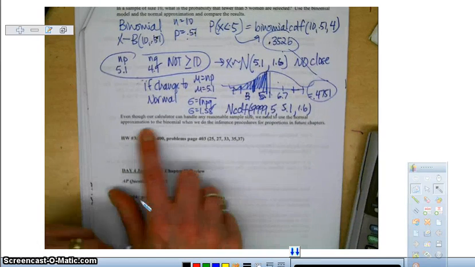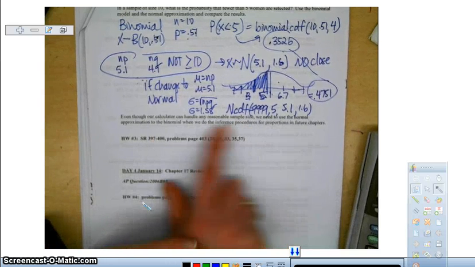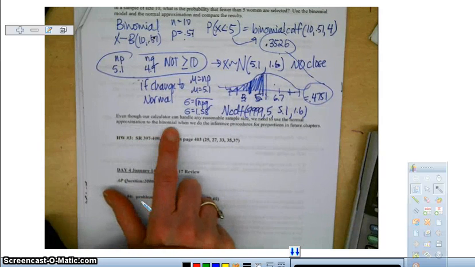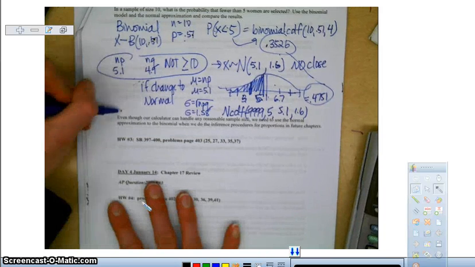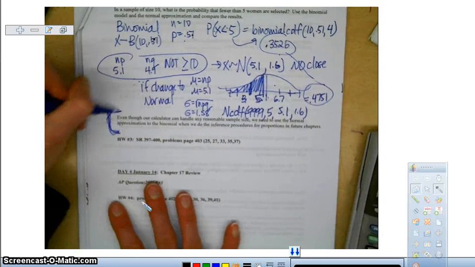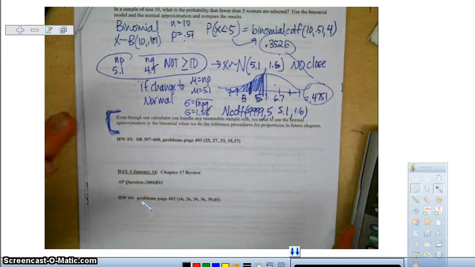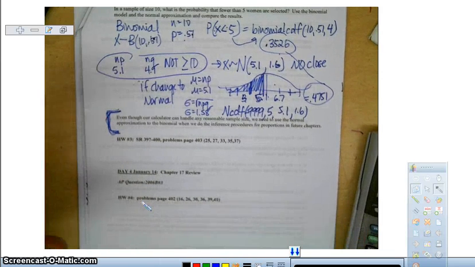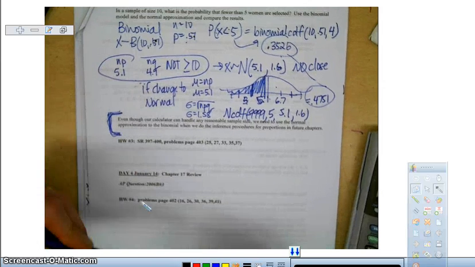So even though our calculator can handle any reasonable sample size, we need to use the normal model approximation to the binomial when we do inference procedures for proportions in future chapters. Basically, later on we're going to change everything to normal, is what this is saying. Everything's going to eventually go to the normal distribution when we do what's called inference procedures, or making decisions based on statistics.